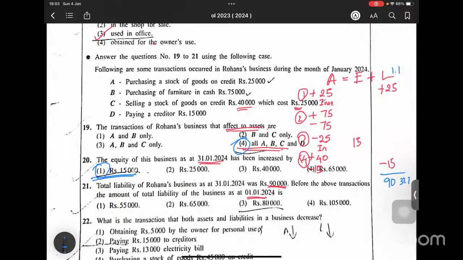$80,000. Good. What is the... Yeah, that's all from this case.